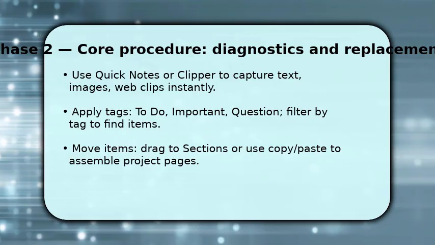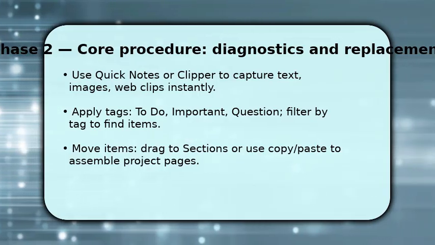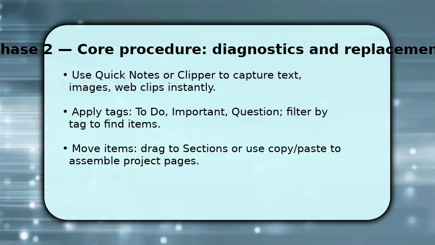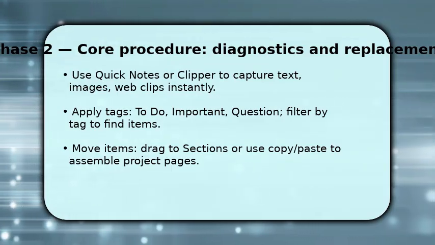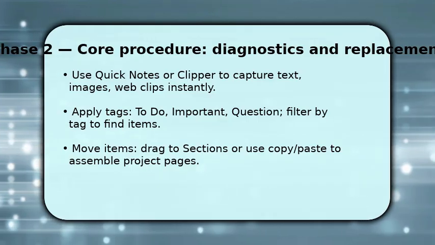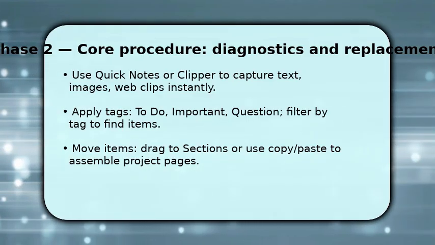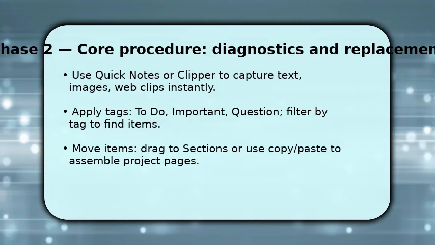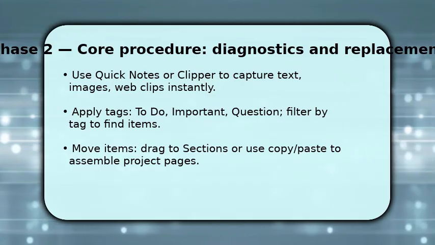Once items are in, organize by dragging them into the correct section or copy and paste blocks to build project pages. This creates logical flows. Tag each item to do, important, question, because tags let you filter across notebooks. You'll locate action items in seconds. Also use subpages for depth, and link pages together so context stays connected as your notebook grows.